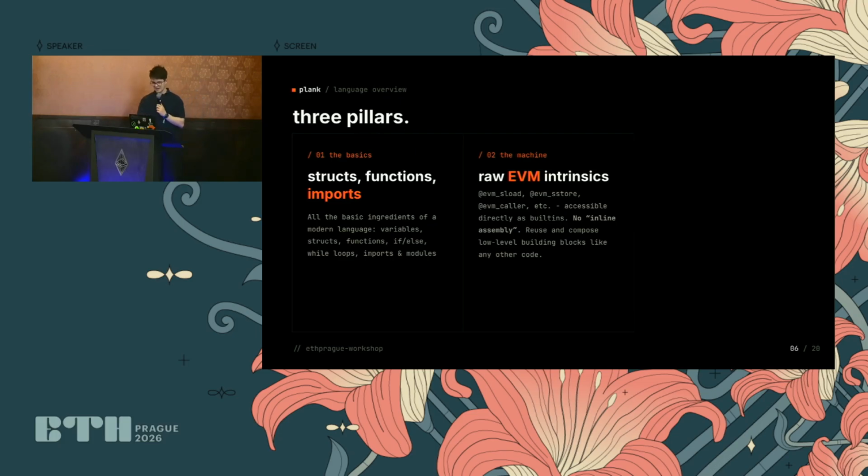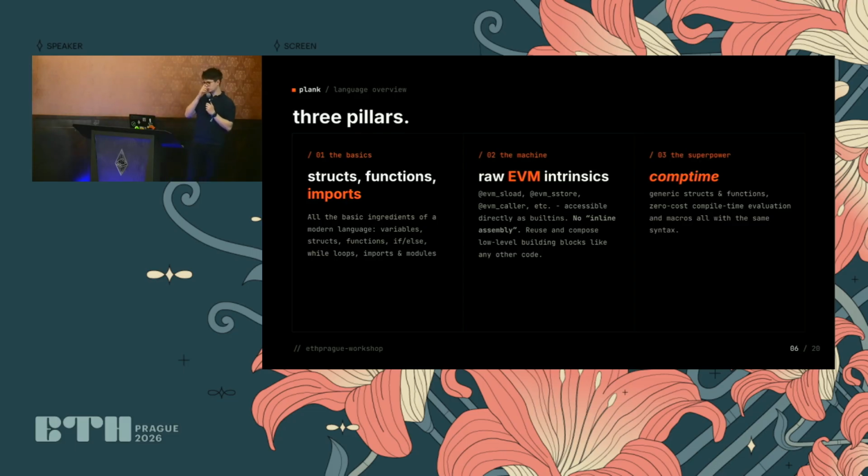And then lastly, the superpower of Plank, and what makes me personally very excited, is comptime. So comptime is an umbrella of features that enables a bunch of things that I and other developers have been asking for a while from smart contract languages, which is generic structs, functions, and zero-cost compile time evaluation. This last one is pretty cool because essentially what it lets you do is you write normal Plank code, and you can tell the compiler: run this during compilation only.